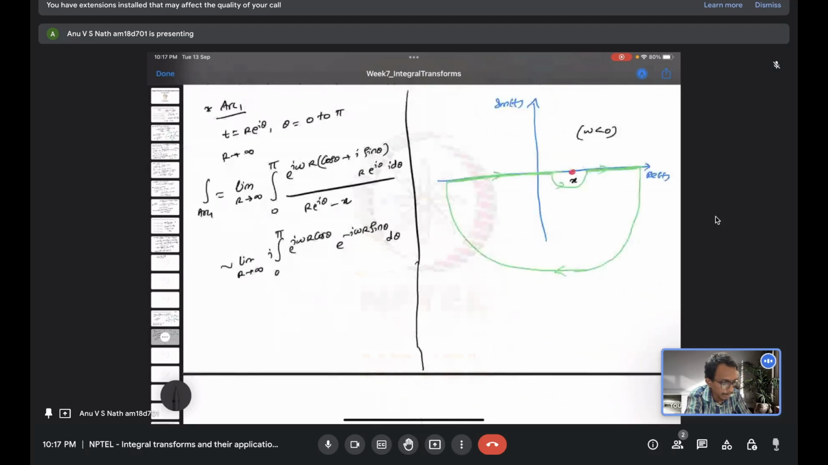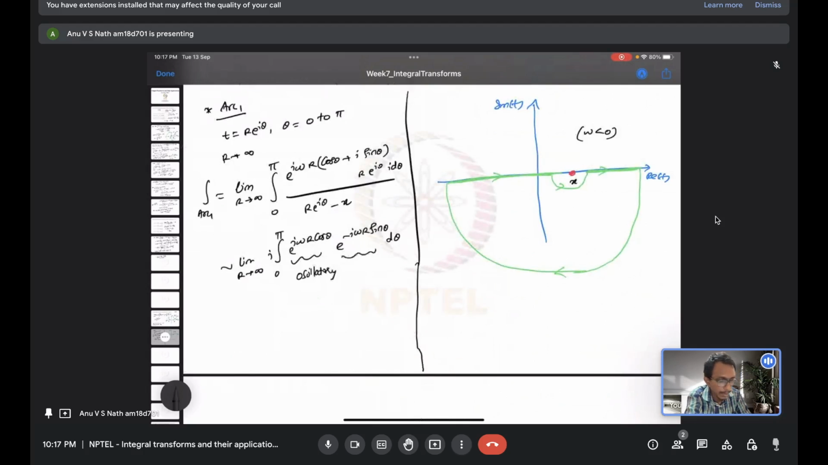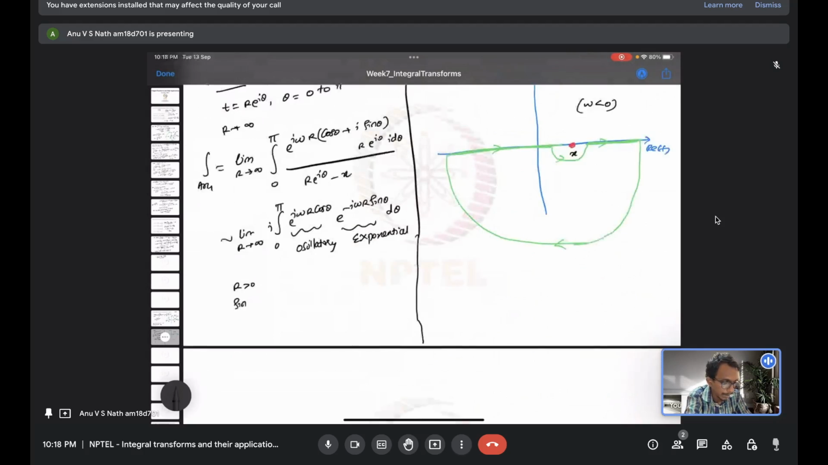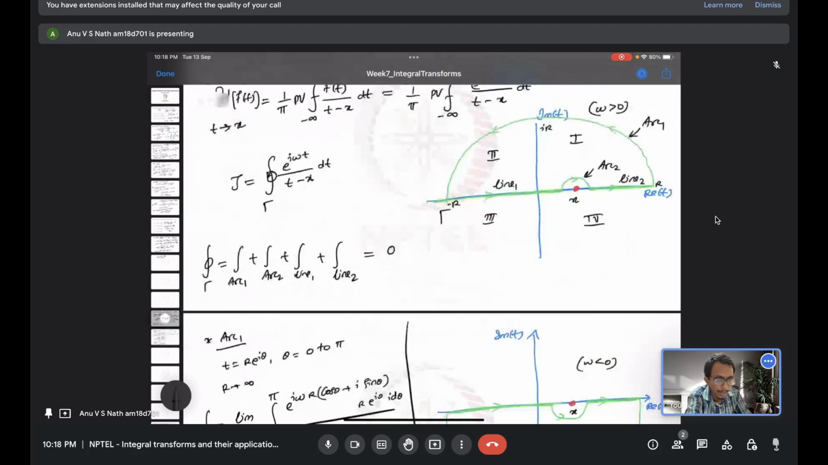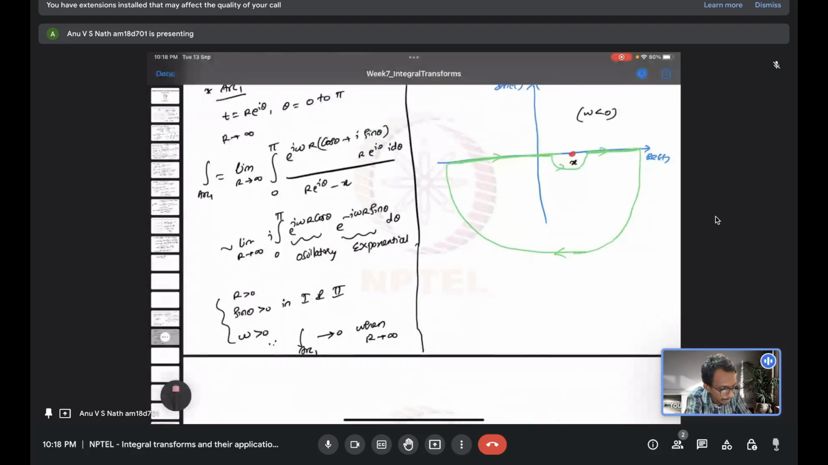You see, this is an oscillatory part, and this part can grow exponentially or decay exponentially. Just that r is positive, sin theta is positive in the first and second quadrants, and omega is also positive. That means the integral over arc 1 should be 0 when r tends to infinity. If omega was negative, then this will diverge exponentially. So that's why for omega positive, we have chosen this contour. In the first and second quadrants, sin theta is positive. That's why this combination becomes exponentially decaying. Okay, forgot, yeah, that i is not there. It's an exponential of minus omega r sin theta.